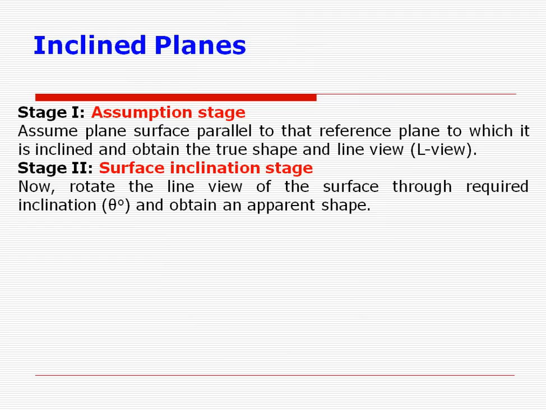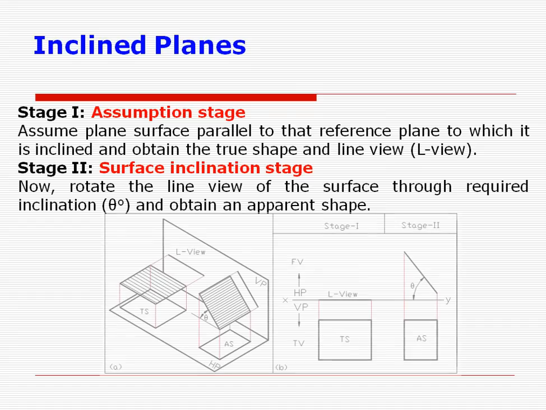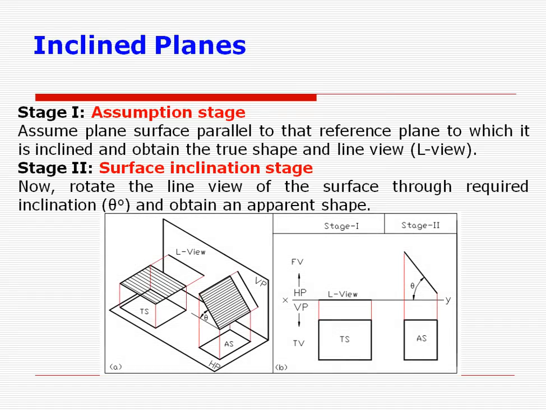When the plane is inclined to HP, the initial condition, the stage 1, we will assume the plane is parallel to HP. When the plane is parallel to HP, the top view will contain the true shape. So generally the stages are like this. If it is inclined to HP, so we will see its front view is a line and its top view is a true shape. So that is just the assumption stage to start with.